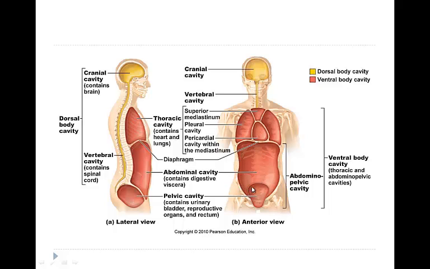With the abdominal cavity, abdominal pelvic cavity is if it's grouped together as one. We have our abdominal cavity here, which is mainly your digestive organs. And then we have your pelvic cavity, which is going to be your bladder, your reproductive organs, and the rectum. So once again, this general area is the ventral body cavity. This general area is the dorsal body cavity.